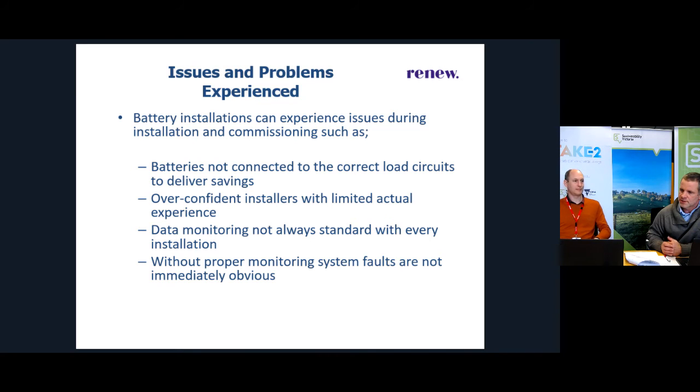Also, data monitoring is not always standard with every installation. So think about that in terms of your scope of work or the design of the project. It comes back to that earlier point: when you don't have proper monitoring in place, often system faults can take a while to become apparent. That affects the value you're getting out of the project and definitely affects the economics. All right, back to you, Andrew.